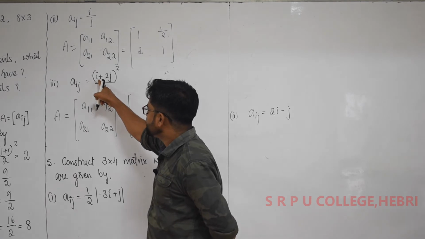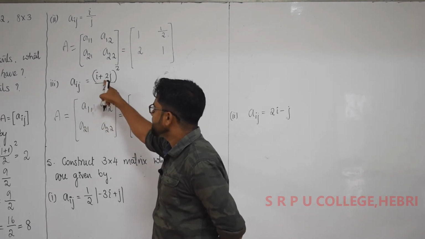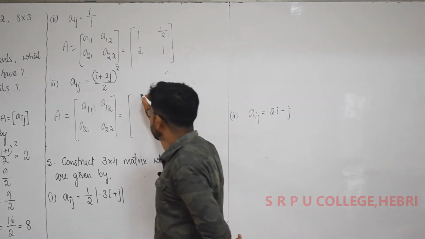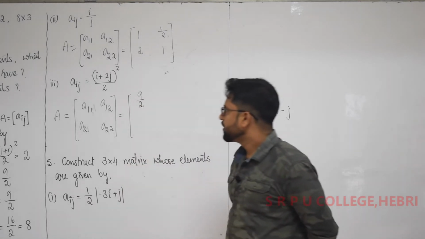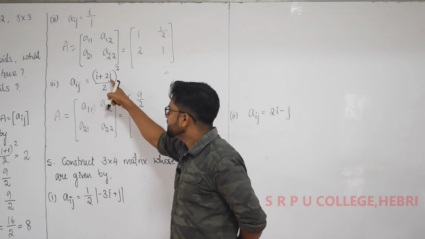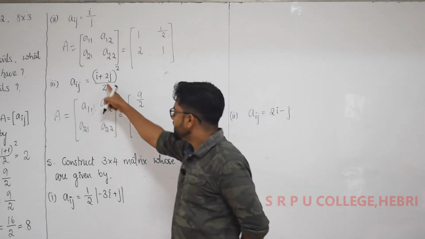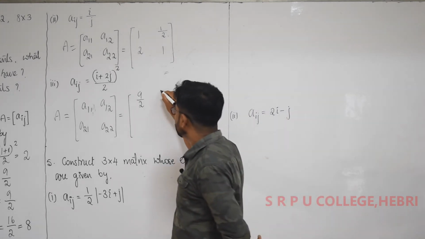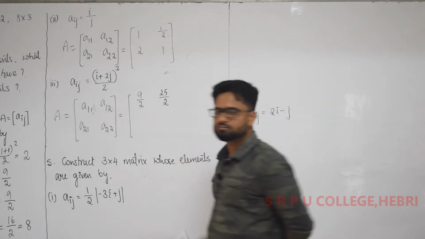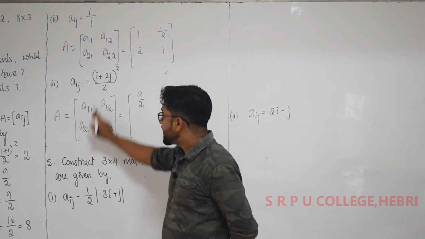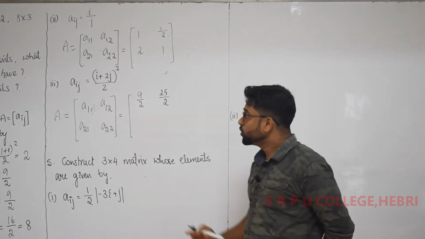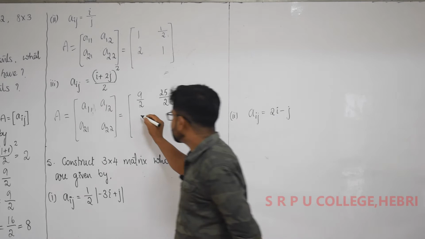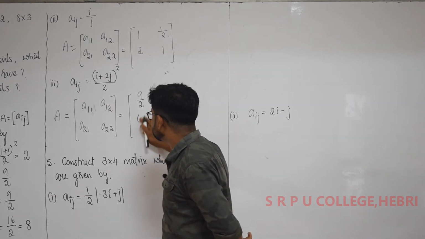Now substitute here in the place of i, 1 plus 2 into 1. 1 plus 2 into 1 is 3. 3 square is 9. 9 by 2. Okay. A12. i is 1, j is 2. 1 plus 2 into 2, 4. 4 plus 1, 5. 5 square, 25 and by 2 is fixed. A21. i is 2 and j is 1. 2 plus 2 into 1 is 4. 4 square is 16. 16 by 2 is 8.